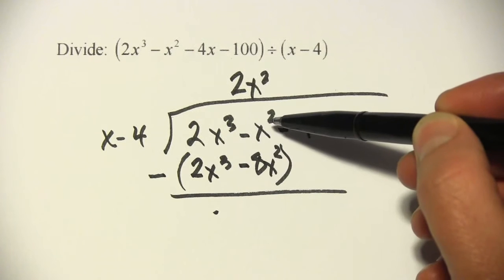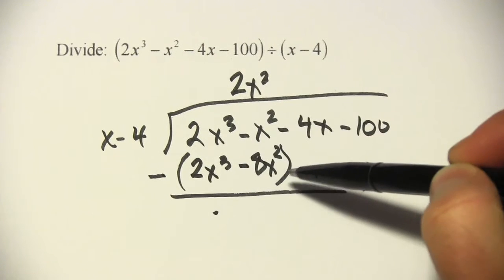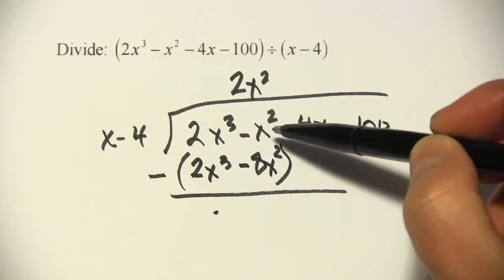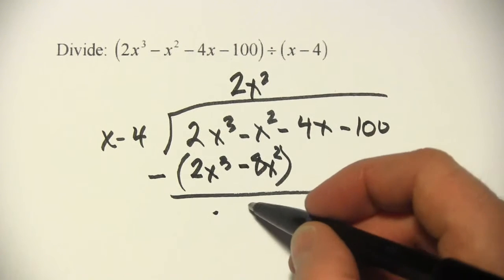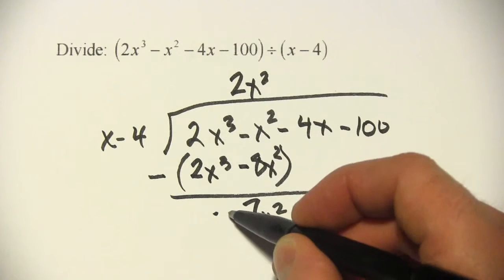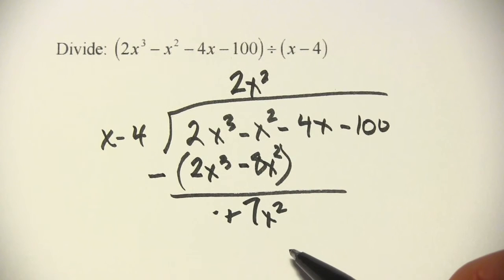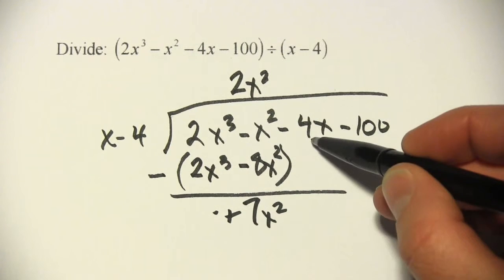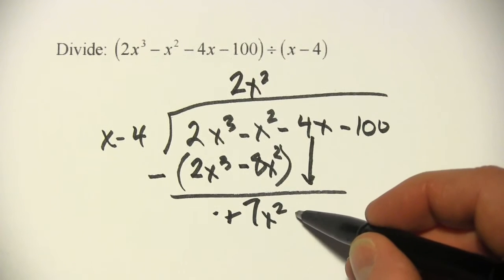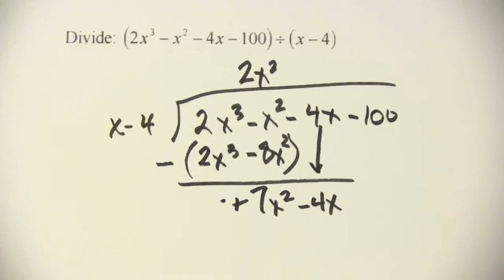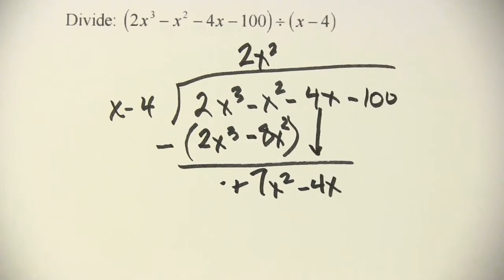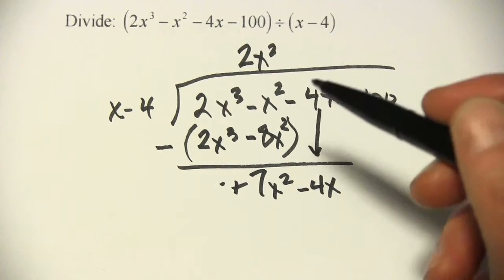And then we have a negative x squared minus a negative 8x squared. So that's like negative 1x squared plus 8x squared. You're going to get 7x squared, and that's a positive 7x squared. Then we bring down the next term, just like we would in our regular division. Okay, so we've gone once around the block here. Now we're going to repeat the process.